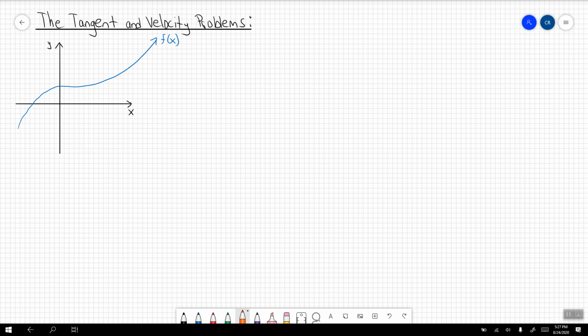Now, as an introduction to this section, what I want to do is talk about what it means to be a tangent and what it means to be a secant line when we're talking about a point on a function. I'm going to start off with a tangent.